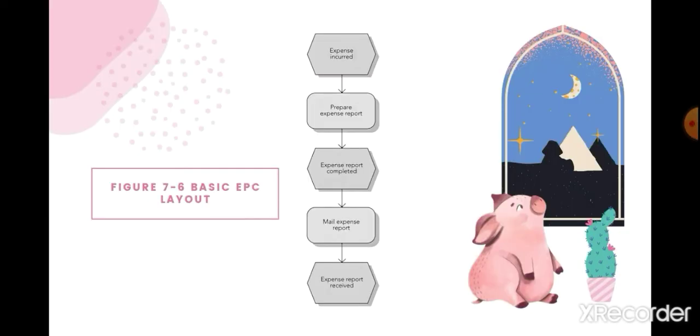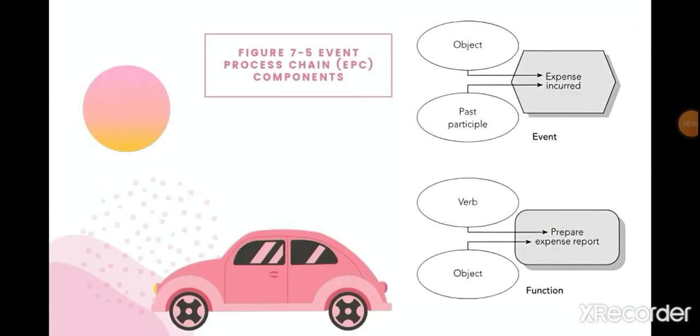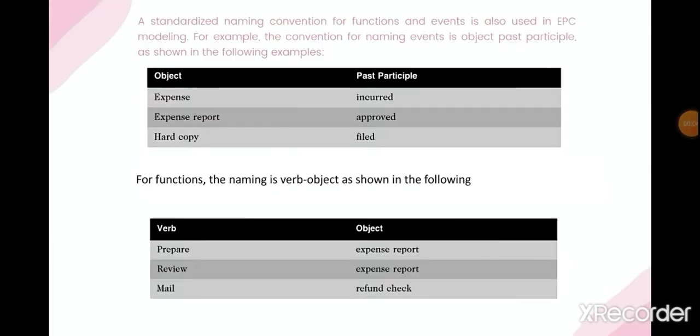Next one is basic EPC layout. It shows a simple diagram of part of Peter's expense reporting process, and it begins and ends with an event. So an event must be followed by functions and a function must be followed by events. Event process chain uses only two symbols to present a business process. The two structures are events and functions. An event is a state or status in the process, while a function is a part of the process where change occurs.